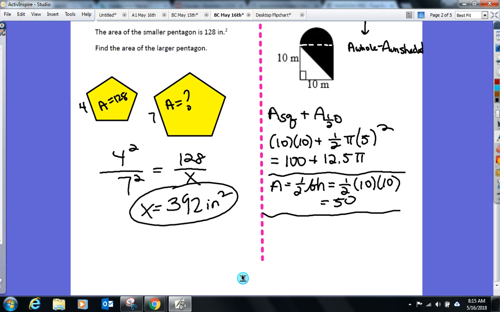And now all I'll do is subtract everything. So the 100 plus 12.5 pi for the whole thing minus 50. And it says round to the nearest. There is no rounding directions. Okay, so getting ready for the regions. No rounding directions. We're going to write out full calculator display.